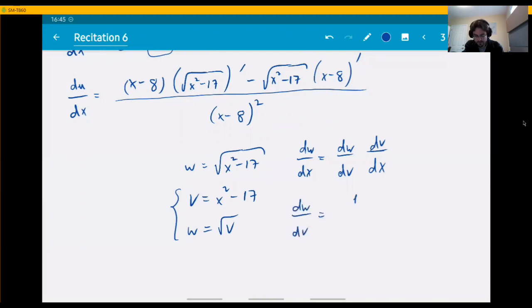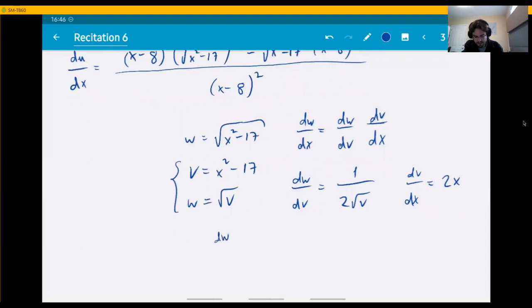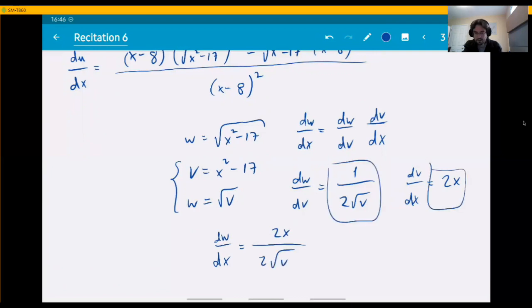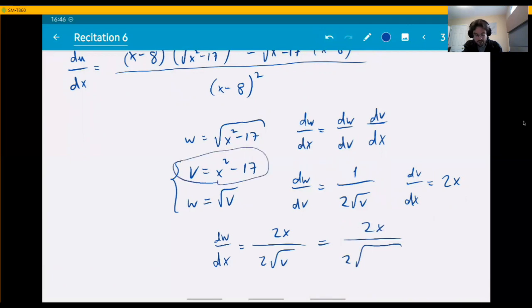The derivative of the square root function, you find that by the power rule, or you either memorized it, it's 1/(2 root v). dv/dx is also very easy, just 2x. The derivative of x squared minus 17 is 2x. So dw/dx, the multiplication of these two terms, 2x over 2 root v. I'm multiplying the two derivatives, and replacing v with its actual meaning. v is x squared minus 17. The one simplification you can do here is cut out the factors of 2.